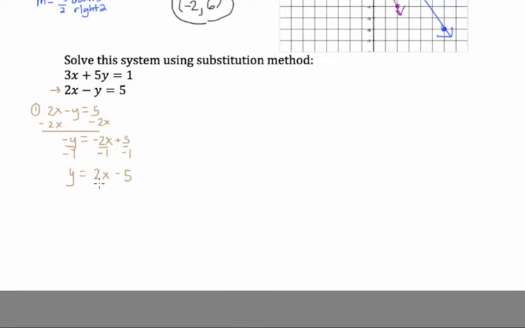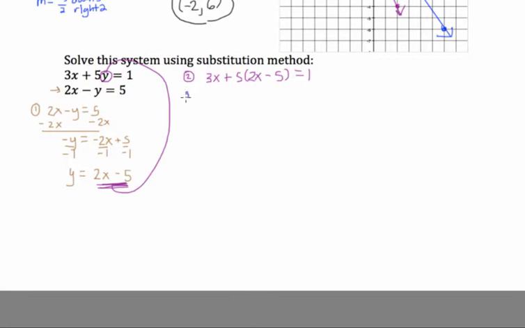Step 2, do your substitution. We know that y is equal to this stuff. So now go to your other equation, the one you haven't used yet, and substitute that stuff in instead of the y. So step 2, I'm going to rewrite that top equation without the y in it. I'll put parentheses instead. And then I know that this stuff is equal to y. So I put the y stuff in place of the y. Now I have an equation that has only one variable in it. So now I should be able to solve.